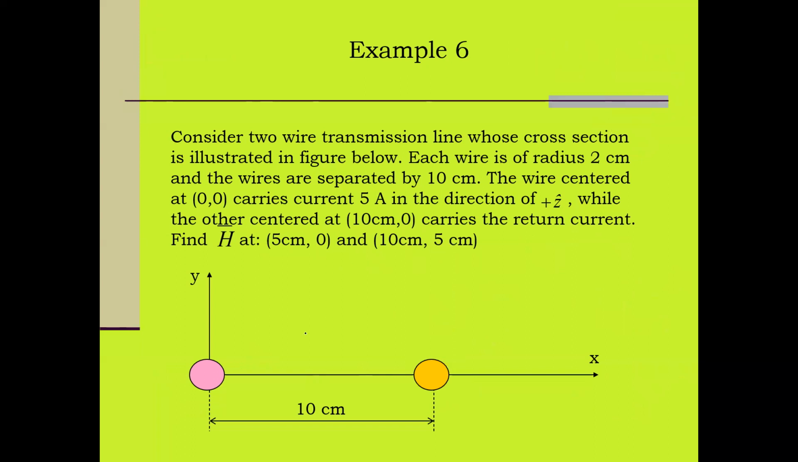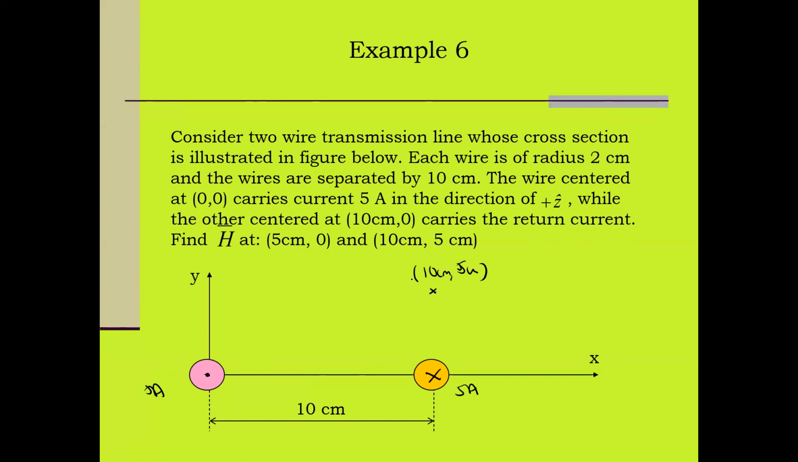Right. So again, let us resketch the position of the current. This is 5 ampere towards positive Z. This is 5 ampere towards negative Z. The point of interest now is at 10 centimeter, 5 centimeter. Supposedly that should be the point here. This is the position, 10 cm, 5 cm, and we need to find out the H field at this position.